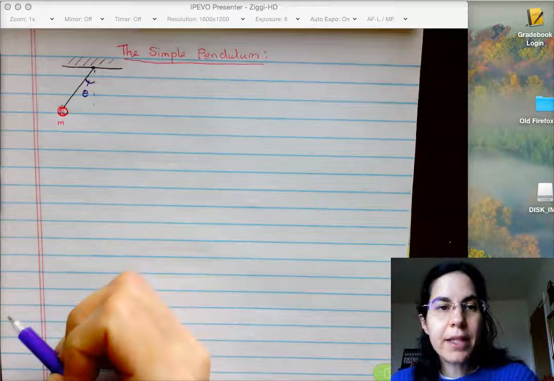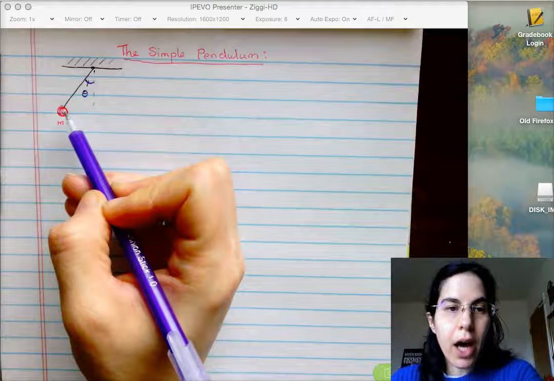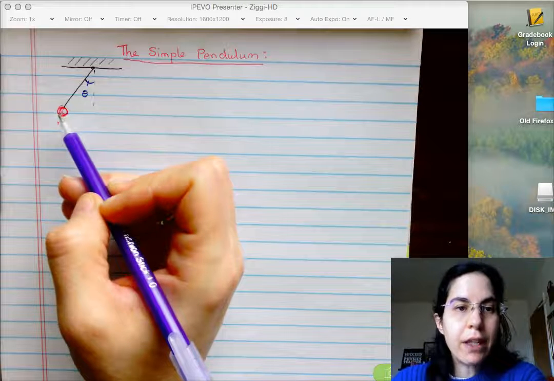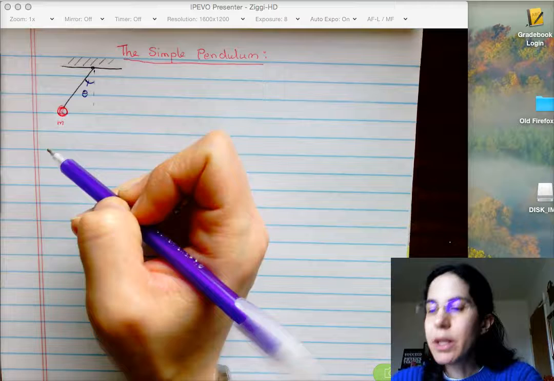Problem of the day, the simple pendulum. What's so simple about it? It's got a mass on a string. That mass is of negligible dimensions. The string is so light that its mass doesn't feature in the problem at all.